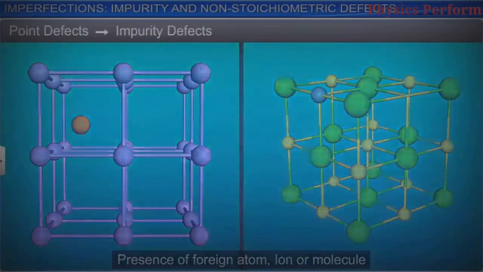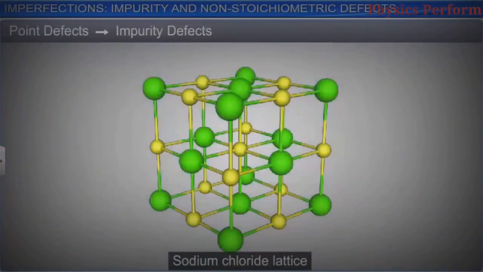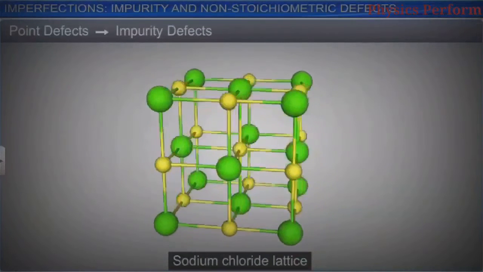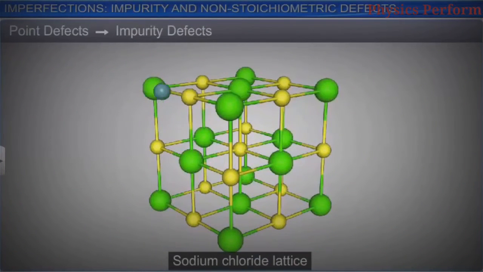For example, during the crystallization of molten sodium chloride, if it contains a small quantity of strontium chloride, then some of the sites of Na+ ions are occupied by Sr2+ ions. Each Sr2+ ion replaces 2 Na+ ions.